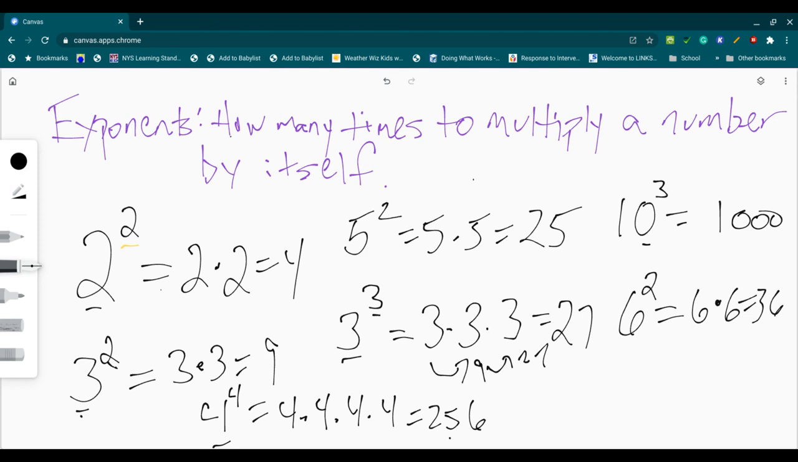I hope that this kind of shows us how we're doing exponents. We'll talk about how to multiply exponents and add and subtract and all that sort of thing in a different video. But for now, just remember that the base is the number that you're going to be multiplying by itself, and then the exponent is how many times you're going to multiply it by itself.